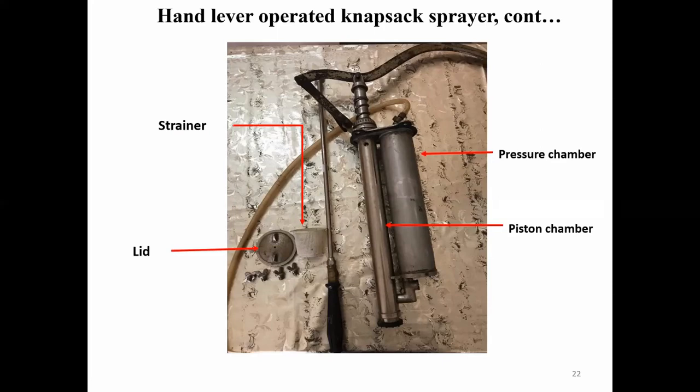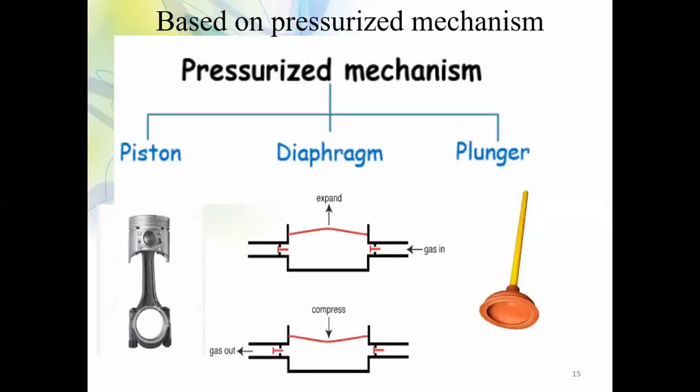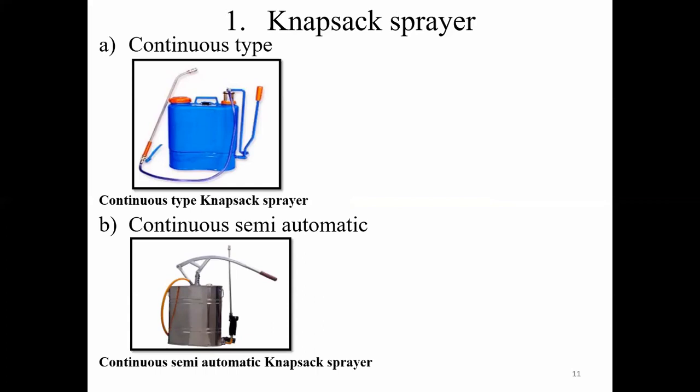And in case of the continuous sprayers, the pressure chamber is not available. So the spraying can be done continuously without any disturbance. And the flow rate can be controlled. Here also the trigger valves are available. The flow rate can be controlled by trigger valves.